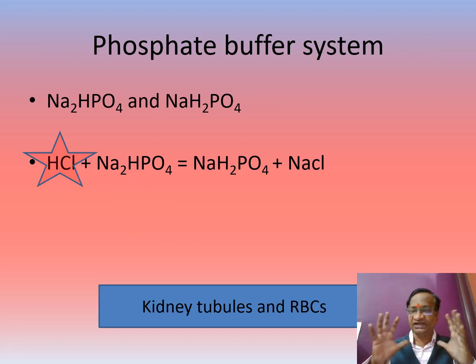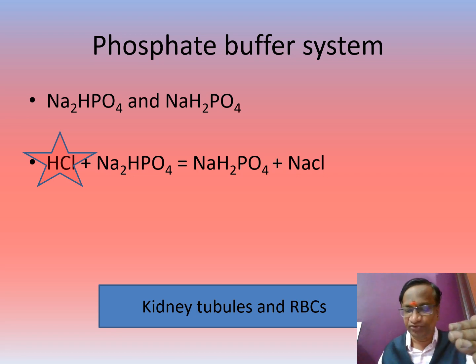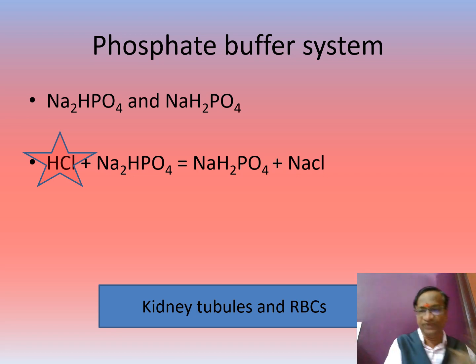Now we know the most important thing: the carbonic acid-bicarbonate buffer. If you add acid to it, it will combine like that and become a weak acid, carbonic acid. If you add alkali to it, it will become a weak alkali. So that is how it acts.